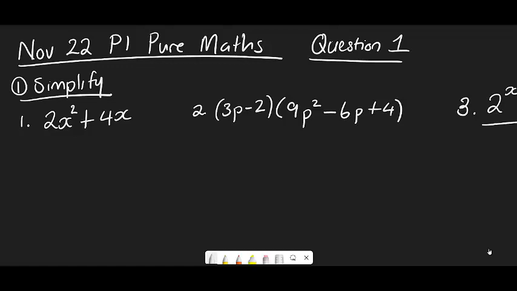So question number 1 says simplify the following, and we are given 3 questions under question 1.1. The first one says 2x squared plus 4x. In order to simplify this expression, remember it's an expression because there's no equal sign in the question. So we're going to say that this expression is equal to what? And now we're going to break everything down.